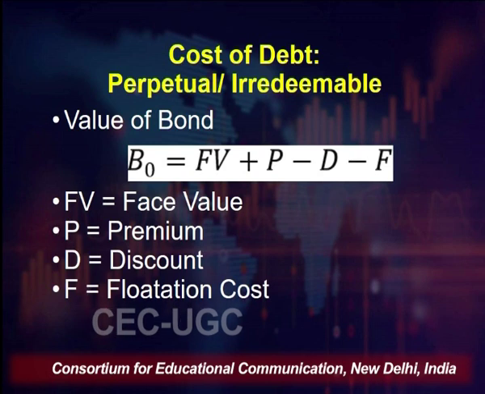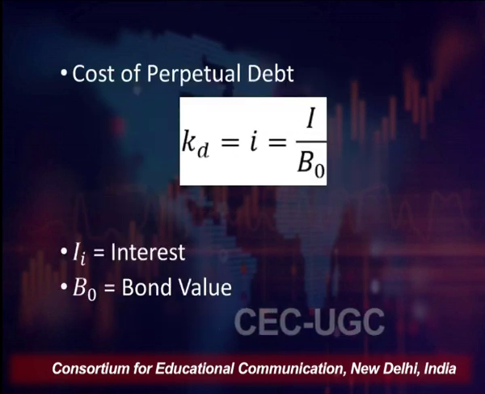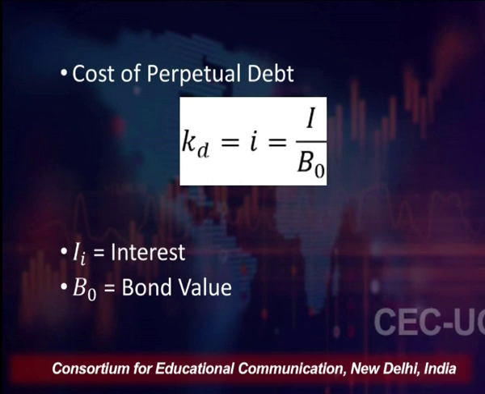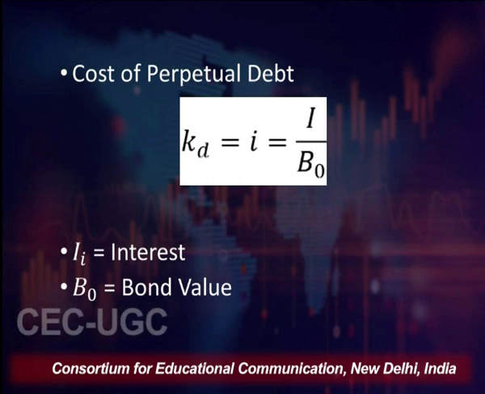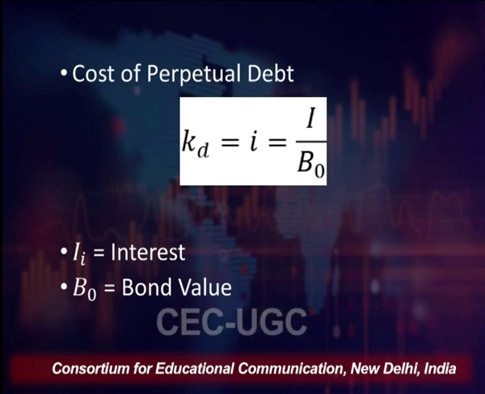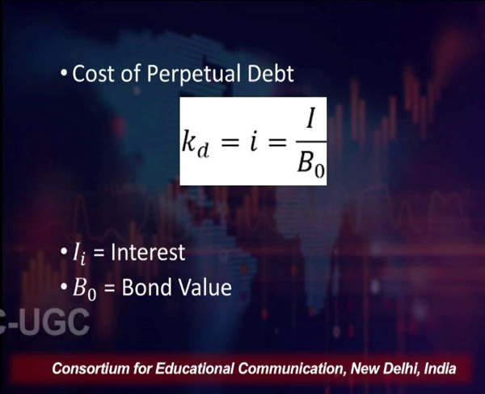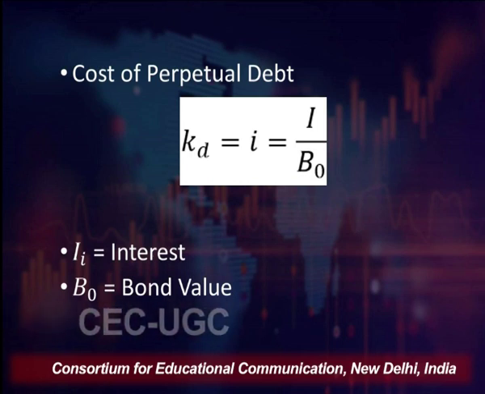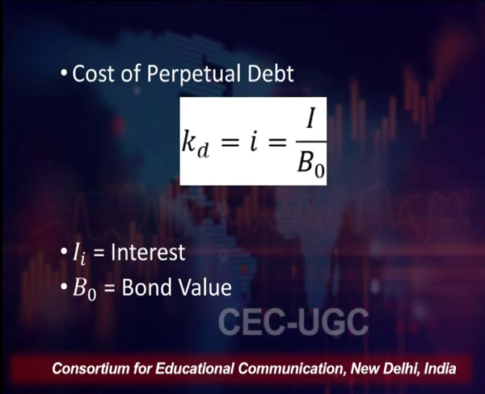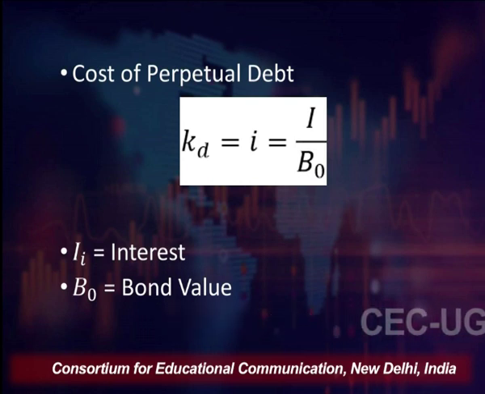So, this is the additional cost that is deducted from the face value to reach the actual value of bond, right. Now, once we receive the value of bond, how do we calculate the cost of debt, or I must say the cost of perpetual debt. So, the cost of debt will be equal to the interest, because the amount that you are paying for bonds is interest. Okay. So, the interest will be divided by bond value. This is how we can calculate the cost of perpetual debt.